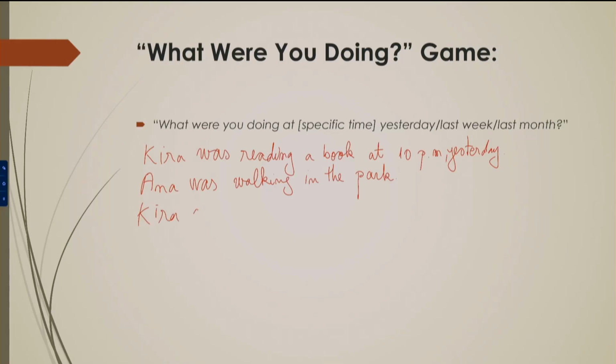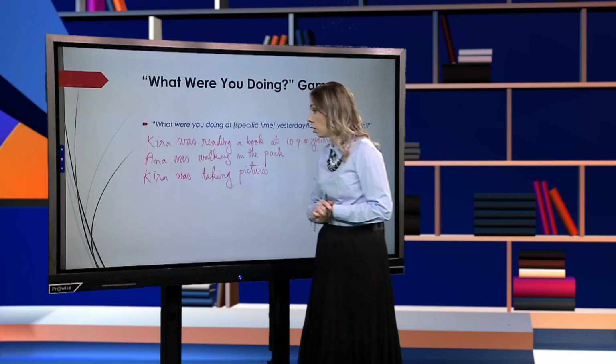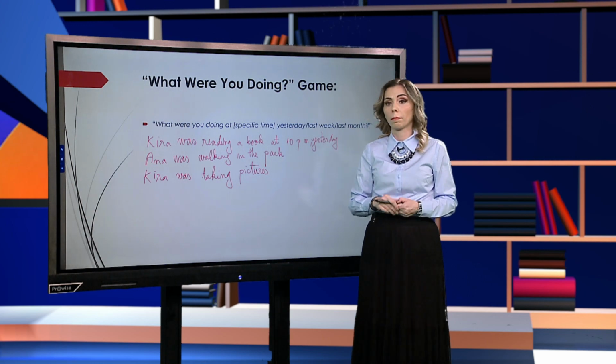I was studying for an upcoming exam. Kira was taking pictures. Were you taking pictures or what? Yes. Okay, Anna, can you please repeat this game and do the same as I did with you, with Kira? Can you ask Kira what she was doing, I don't know, 6 o'clock in the morning yesterday? What were you doing at 6 o'clock yesterday? I was getting ready for school.